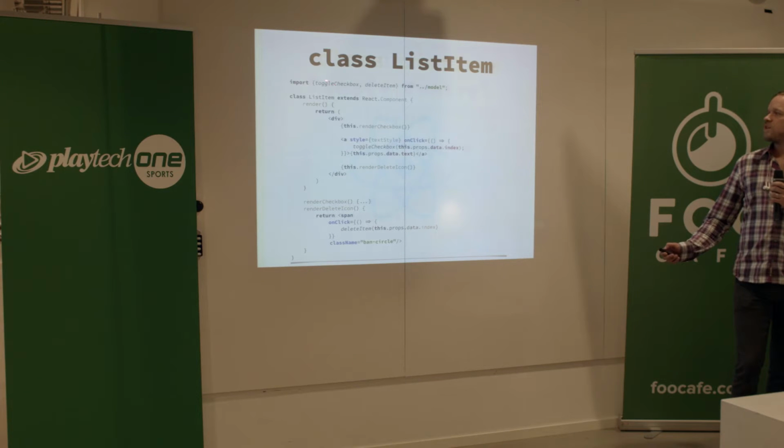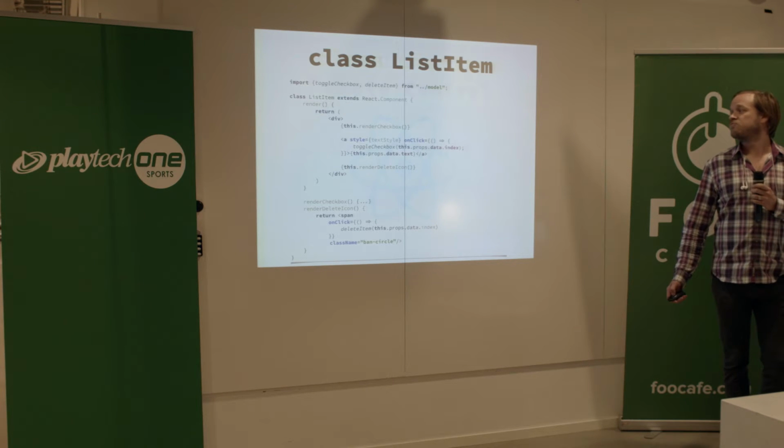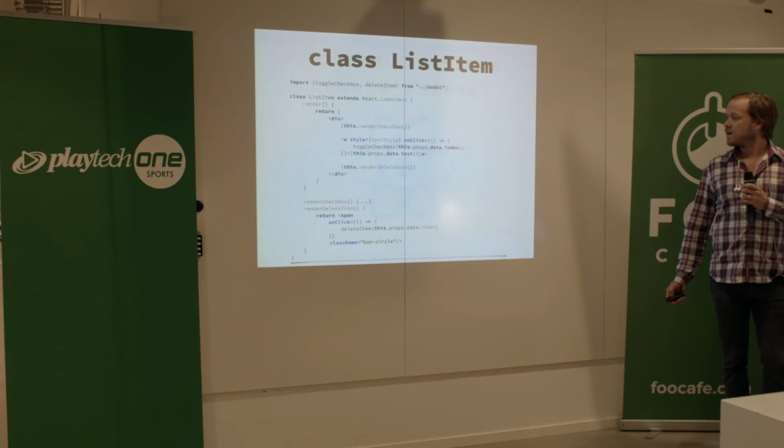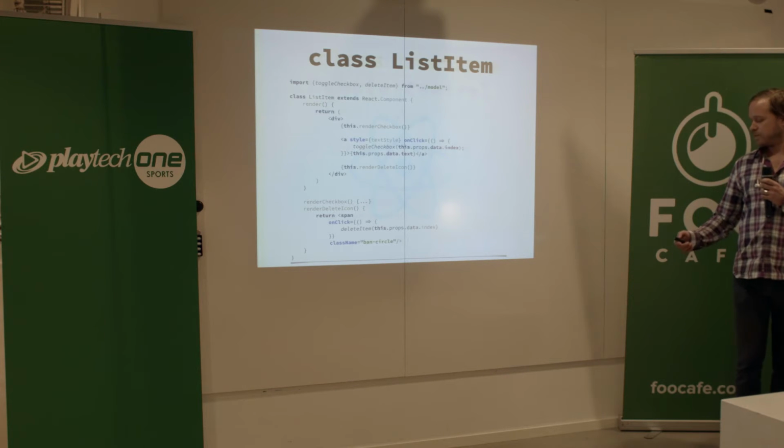We import toggle checkbox and delete item from the model, and directly we call toggle checkbox if we click the link, and we call delete item if we click the delete icon. This will in turn mutate the list in the model, and the subscriber to the on change in the model will be called.